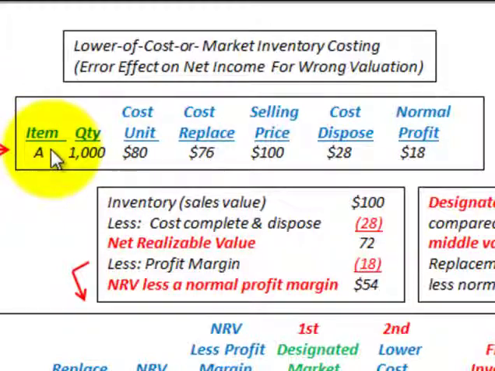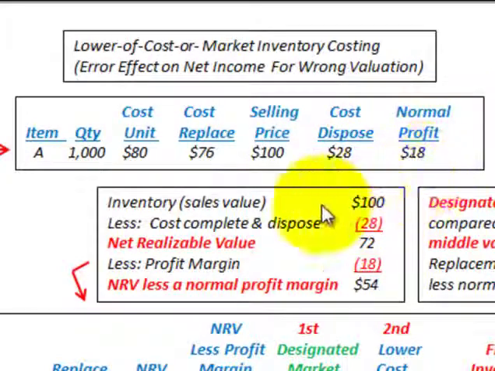So let's look at our example, and we're just going to concentrate on one item that we have in our inventory, and we have a quantity of 1,000. The cost per unit, the original cost, is $80. The cost to replace that unit is $76. The selling price is $100, and the disposal cost is $28. That's the cost to complete and dispose of this item, and our normal profit is $18.